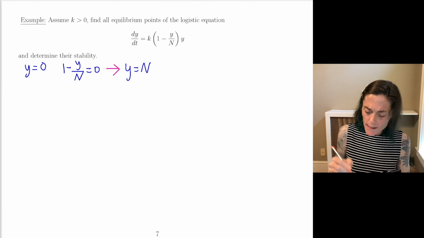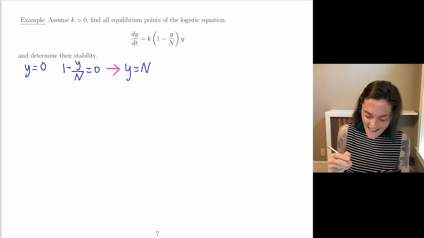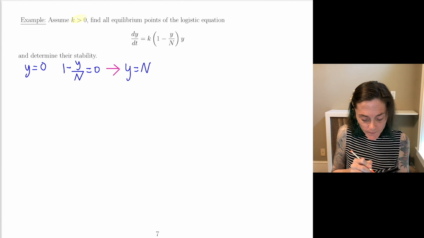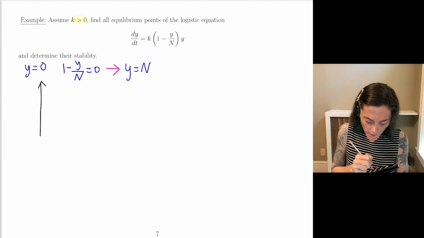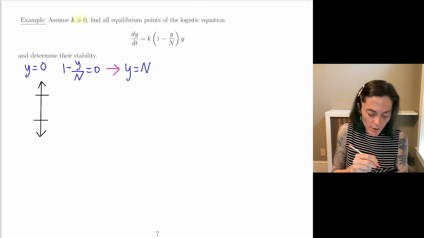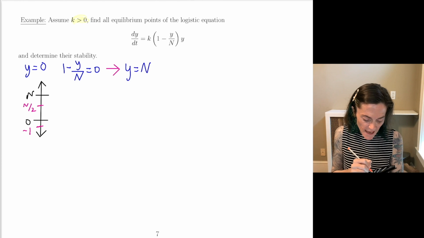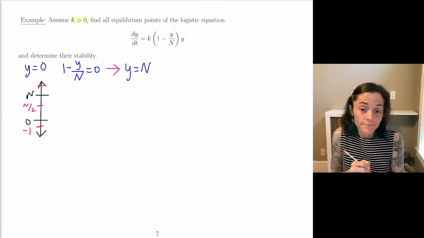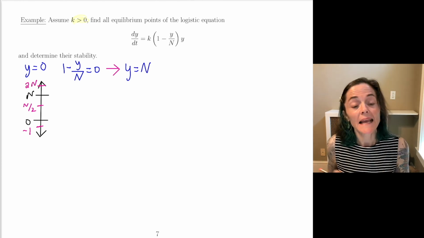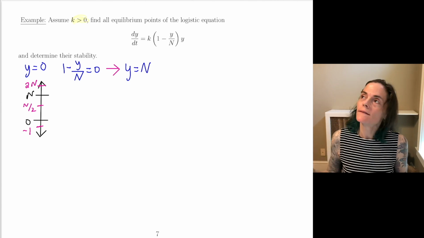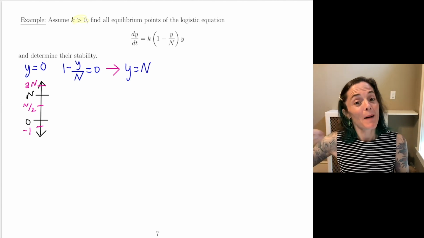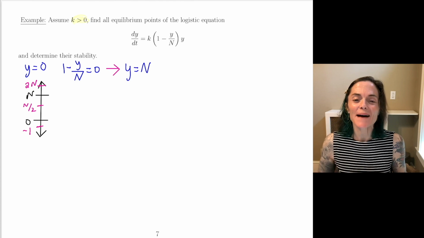So throughout this, let's assume that k is positive. Let's draw our number line. We have 0. We have capital N. We can pick, say, -1. We can pick, say, N over 2. And way up here, let's say 2N. -1 may not make sense as an amount of a population, but let's see what happens.